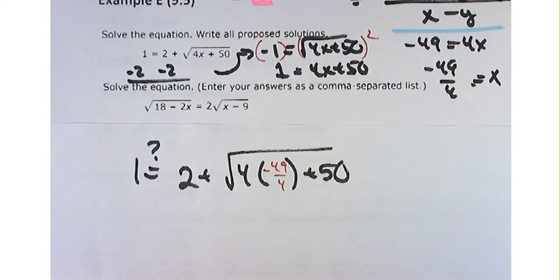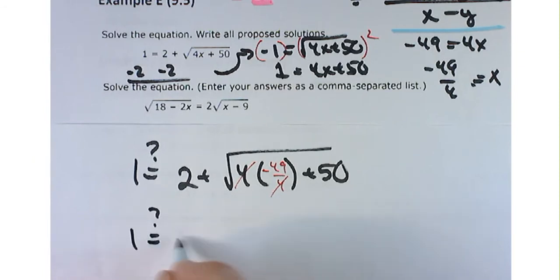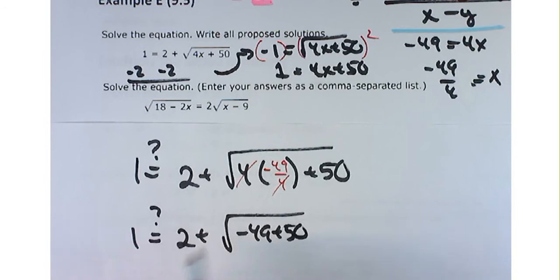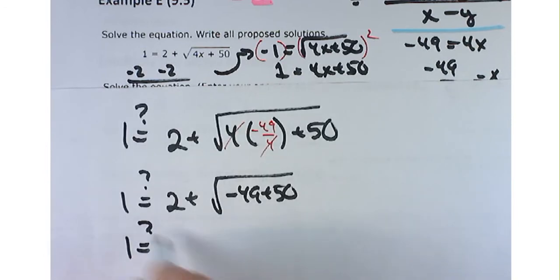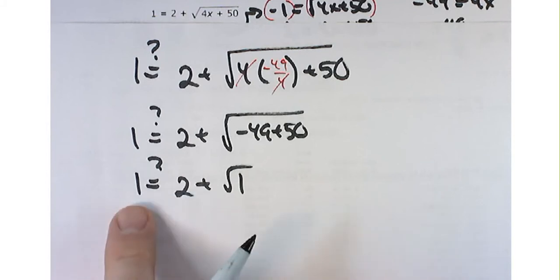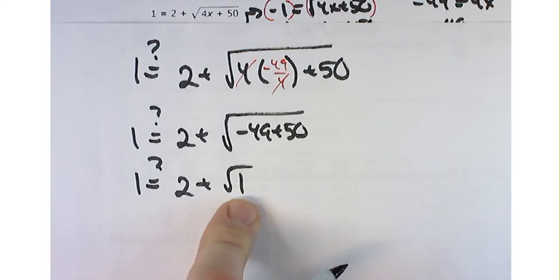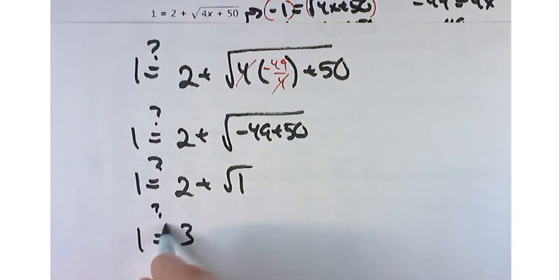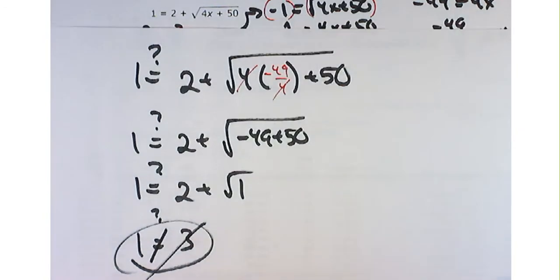Well, the 4 and the 4 here cancel each other out. And so what I'm left with is, does 1 equal 2 plus the square root of negative 49 plus 50? Or does 1 equal 2 plus the square root of 1? And maybe you can answer the question at this point. Does 1 equal 2 plus square root of 1? Is that true? No. Does 1 equal 3? No.